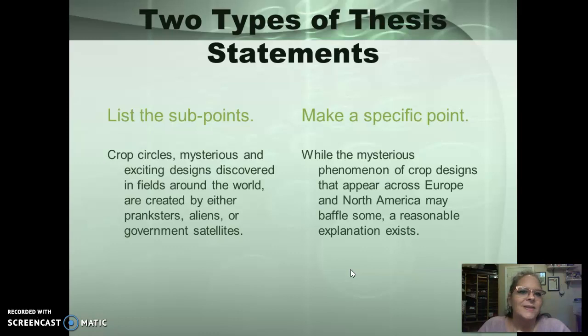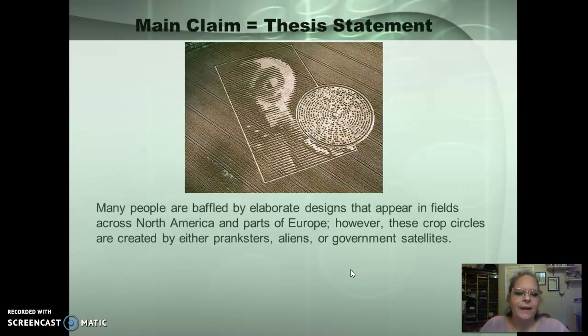Another way you can write a thesis statement is just by making a specific point. While the mysterious phenomenon of crop designs that appear across Europe and North America may baffle some, a reasonable explanation exists. What is that explanation? Well, the whole essay is going to argue that explanation. So that's making that specific point. So you can either write one or the other, or here's an example where I just stuck the two together. But I did put a picture on here that I'm not sure you would classify as a crop circle, but it shows you an idea of what something like that could look like.